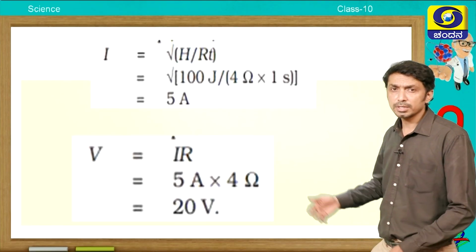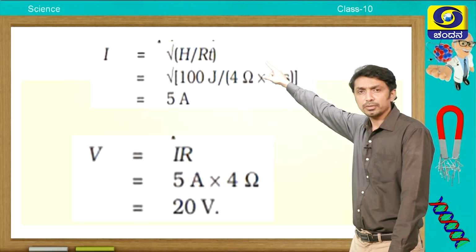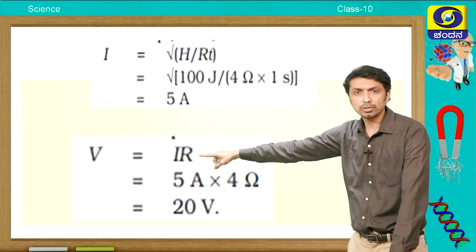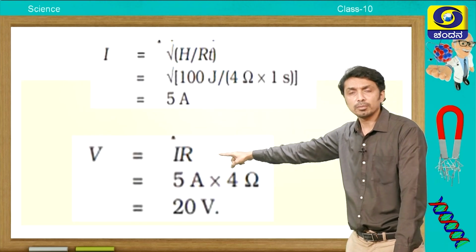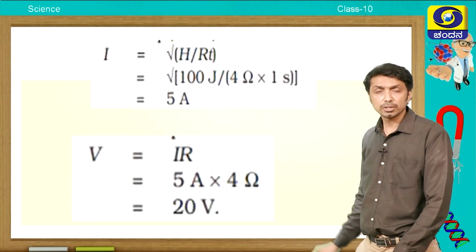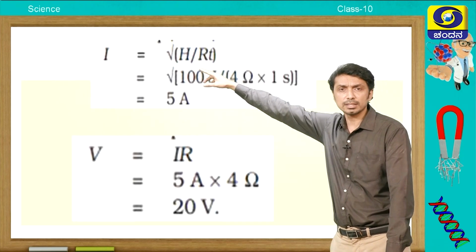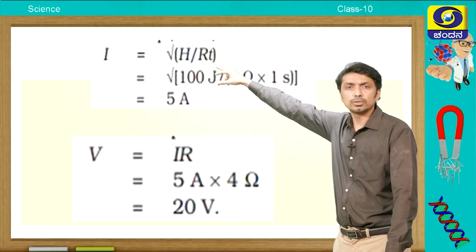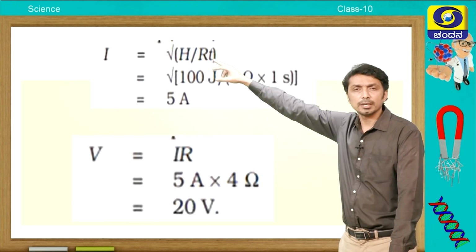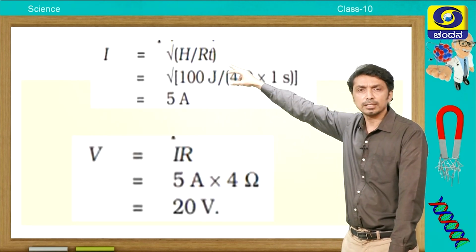Already you saw through Joule's law of heating that H is equal to I squared RT was the equation. Now, here we need to find the potential difference, and to find it we know the formula V equals IR. Here the resistance value is given, but I is not there. So, the electrical current we need to find by transposing: I is equal to root of H by RT, from the same equation H is equal to I squared RT. If we separate I in that equation, we get it in this form.